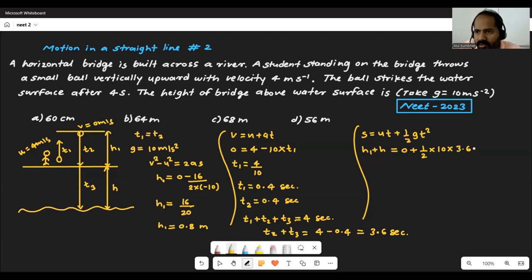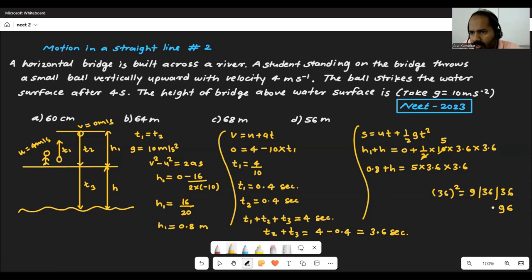So the square of 3.6, meaning 3.6 into 3.6. Okay, so how much is h1? h1 is 0.8, so 0.8 plus h, that height of the bridge above the water, then half g, let's say we take 10, so it is 5 into 3.6 into 3.6, right? If we calculate the square of 3.6, how much will it be? 3 square is 9, 6 3s are 18, 6 square is 36, and then 9, then 12, so 12.96 is the square.